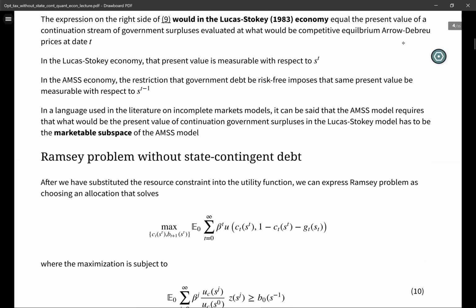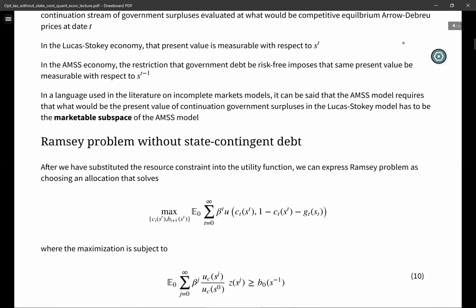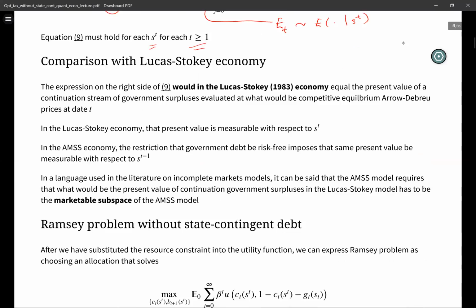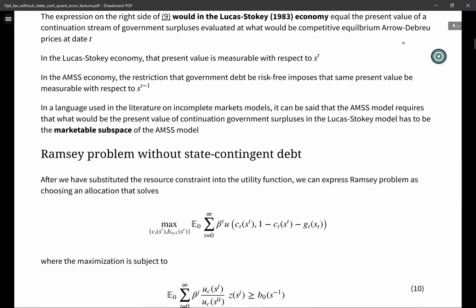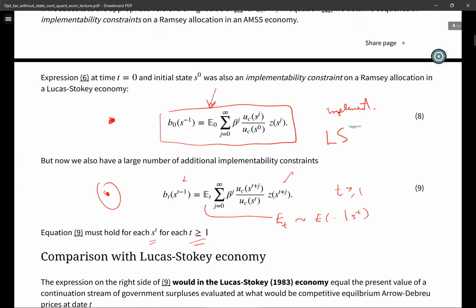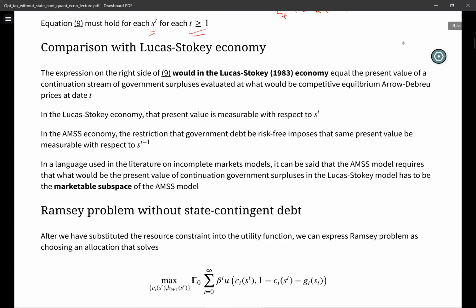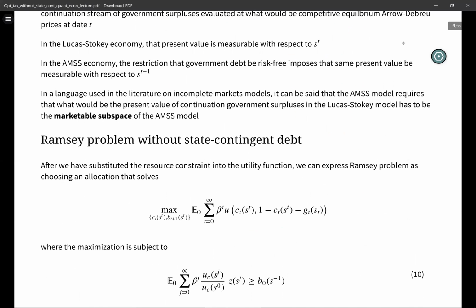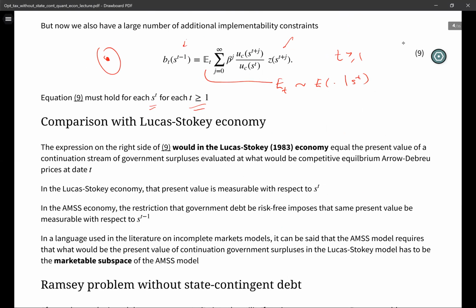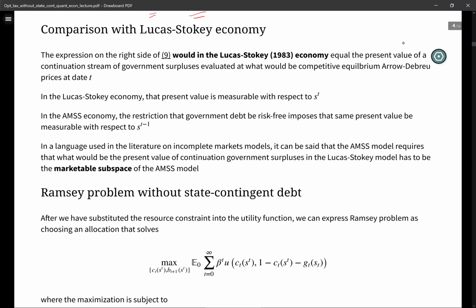Okay. So what we're going to do now is pose the Ramsey problem without state contingent debt. And what are we going to do? Well, we've basically set up what we have to do. We've eliminated taxes and prices in favor of the allocation. We have the implementability constraints now, not one constraint, on the allocation.